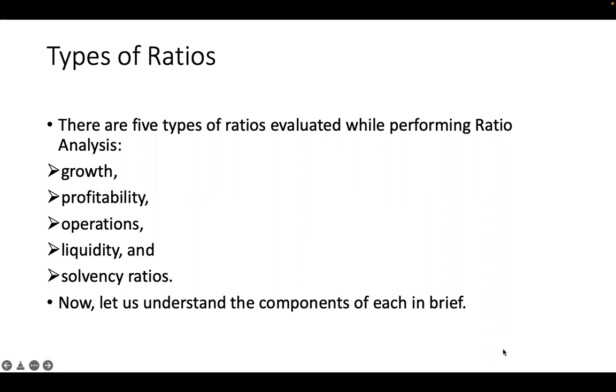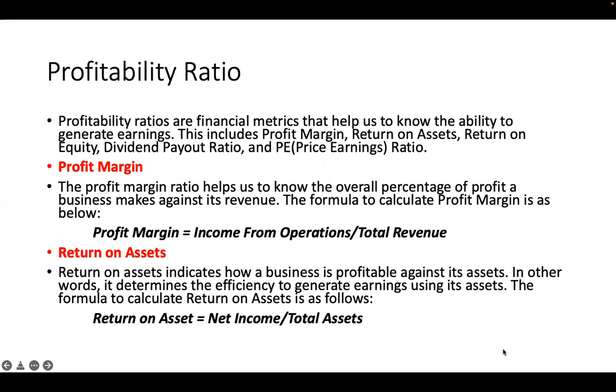I am pretty sure that profitability, liquidity, and solvency, these 3 types of ratios you might have done in your financial management course or some other finance related course, but we will try to understand the theoretical background, and then we will try to implement it using Excel. Okay, so profitability ratio. What is profitability ratio? Profitability ratios are financial metrics that help us to understand the ability to generate earnings. This includes profit margin, return on investment, return on equity, dividend payout ratio, and price earning ratios.